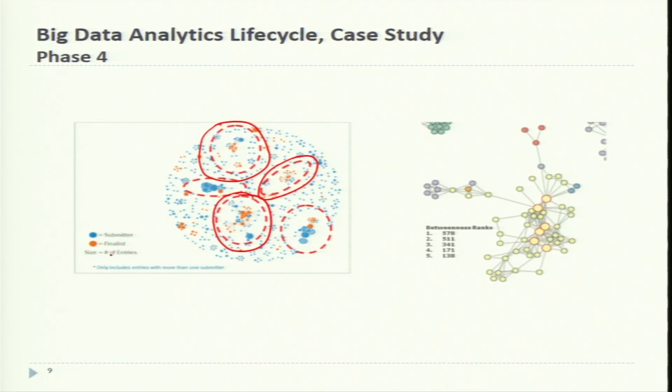So, submitter and finalists are given in different colors. The people who have submitted and those who were selected as finalists are shown. The hub is an individual with a high betweenness score and high connectivity. The geographic diversity is present in the cluster, here in the next figure. So, this shows the geographic boundary spanners.